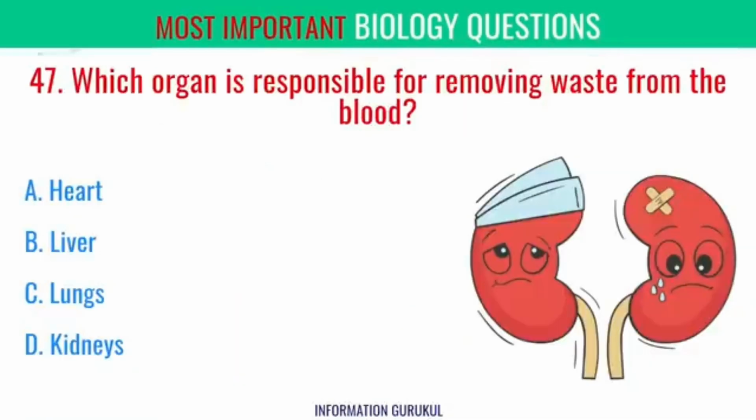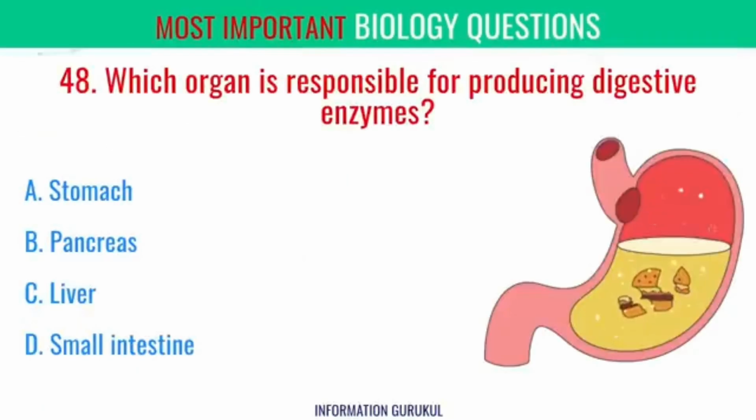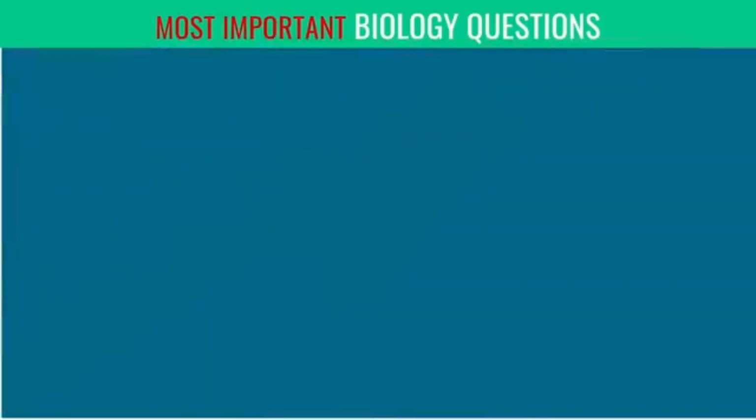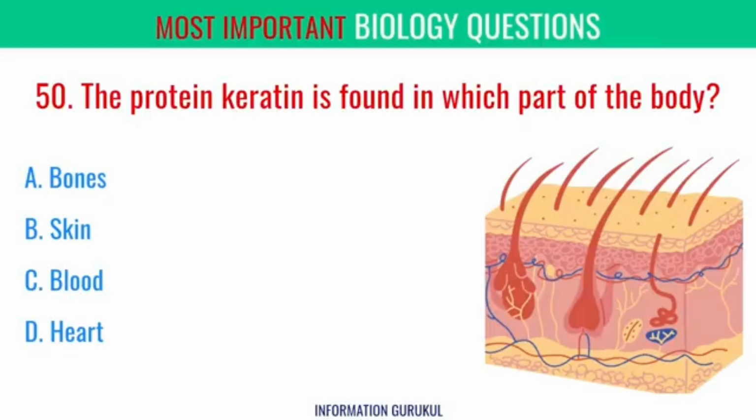Which organ is responsible for removing waste from the blood? Kidneys. Which organ is responsible for producing digestive enzymes? Pancreas. Which organ filters lymph in the body? Lymph nodes. The protein keratin is found in which part of the body? Skin.